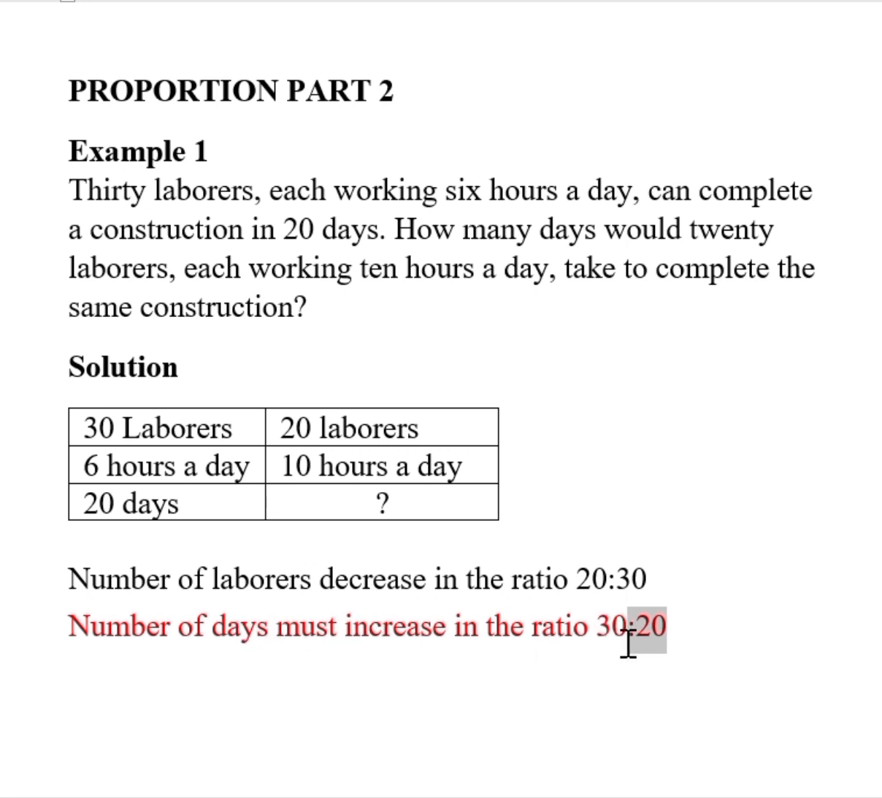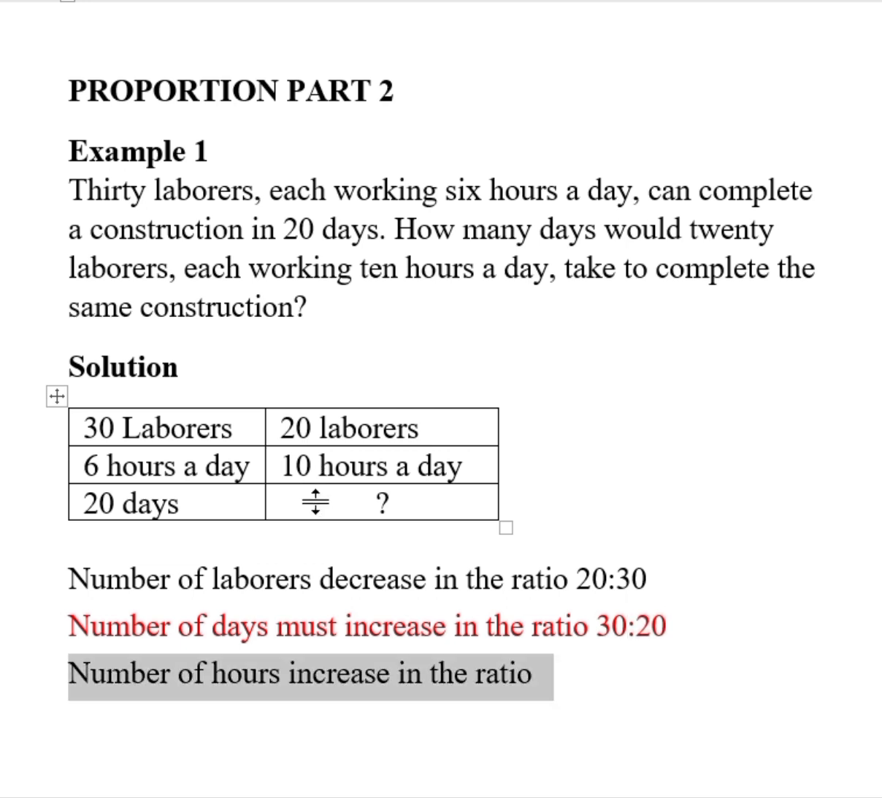Now we come to hours a day. Initially we had 6, now we are having 10 hours a day. If you increase the number of hours you are working, then it means the number of days you will work will reduce. So in terms of a ratio, we realize we have 6 hours here. We are now working for 10 hours. That means the number of hours have increased, and therefore in ratio form we shall say the number of hours increase in the ratio, the new figure, which is 10 to ratio the old number of hours, which is 6.